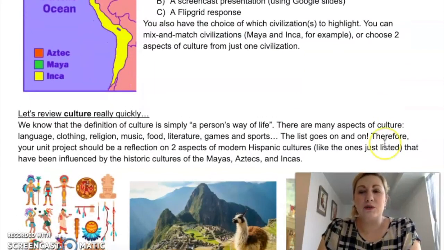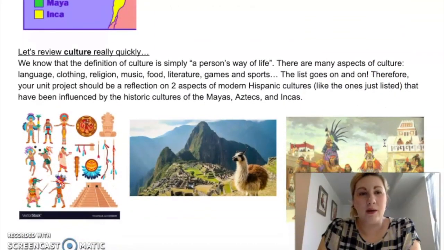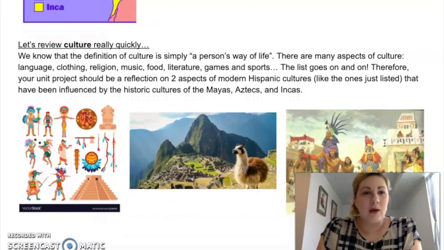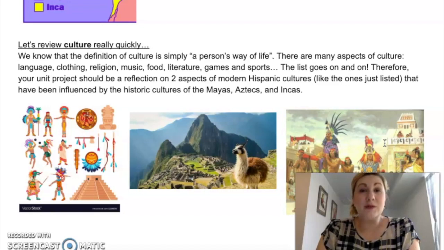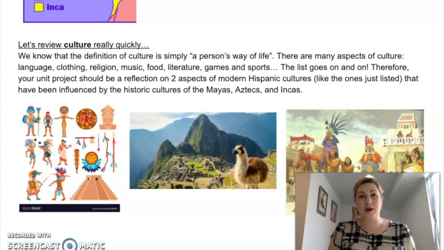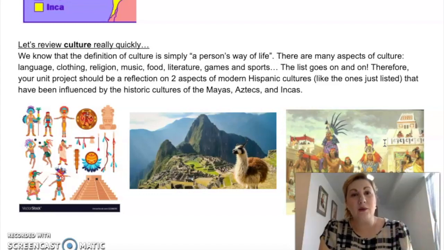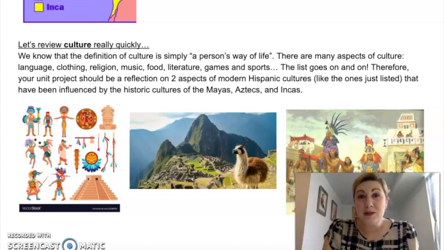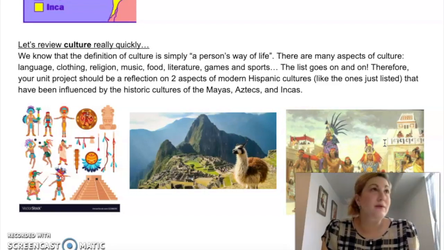So let's review culture really quickly. This is important. We know that the definition of culture is simply a person's way of life. So there are many different aspects of culture, or many different aspects of a person's way of life, right? Here we list some of them. Their language, their clothing, religion, music, food, literature, games and sports. The list really does go on and on.